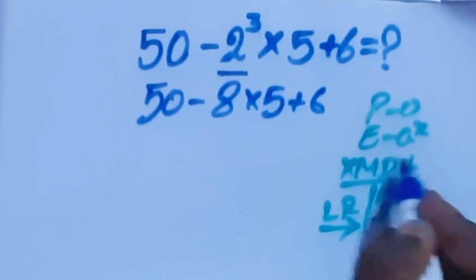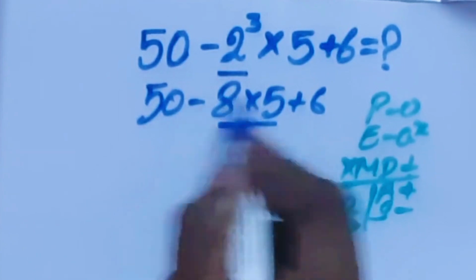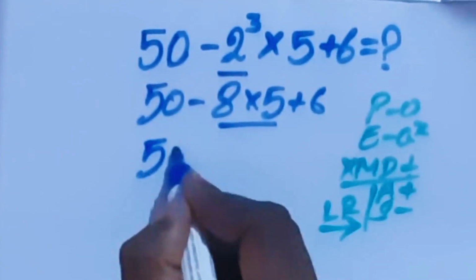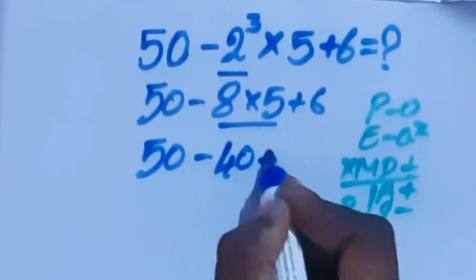Here the next priority is multiplication and division. Here we have multiplication, so we have to do this multiplication before the other operations. So 50 minus, here 8 times 5 is 40, plus 6.